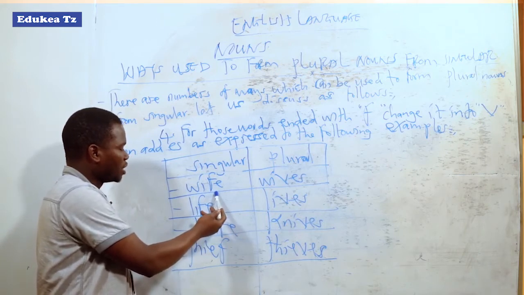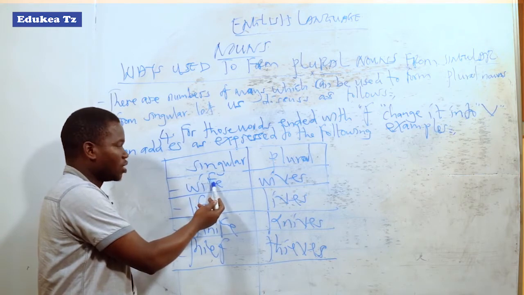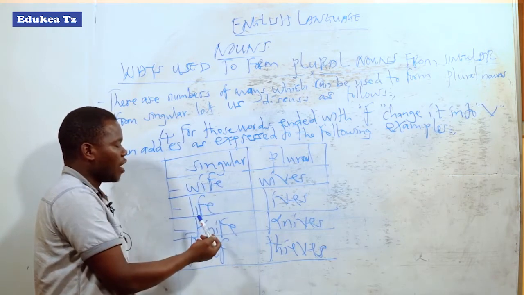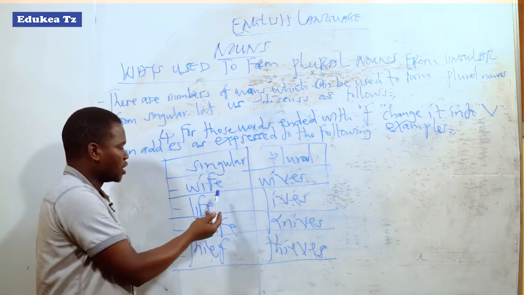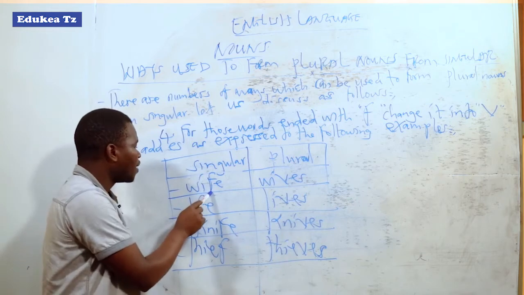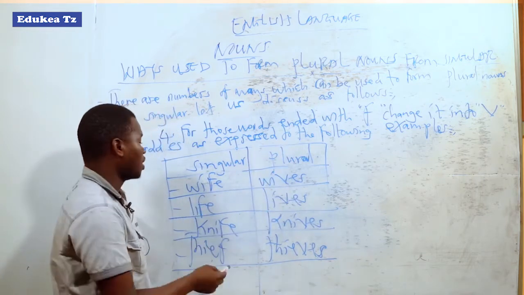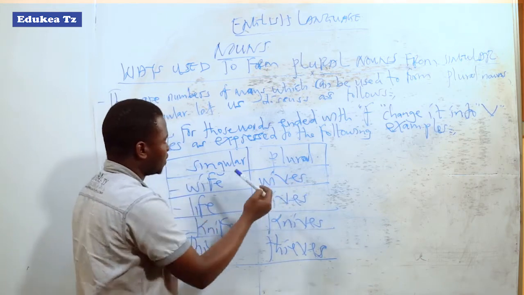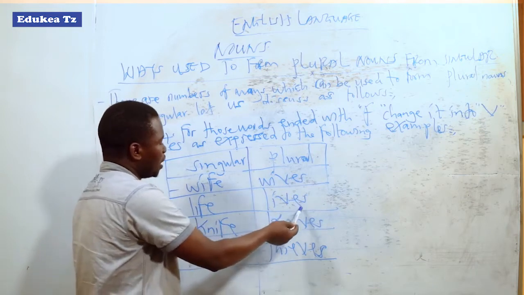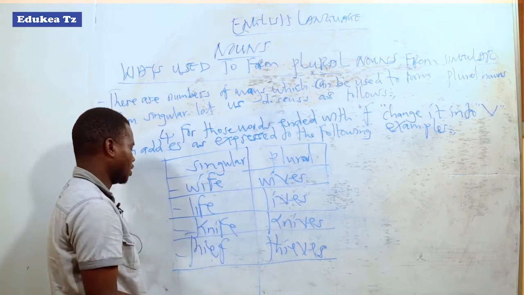So we can see that the word has an f sound in the final position, though it is followed by the vowel e, but we don't check the vowels, we check the consonant. So this f becomes v, then we add es. That's why wife becomes wives. Again, life becomes lives. Since this f has become v, then it is lives.